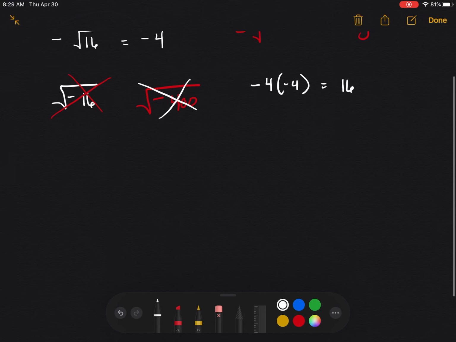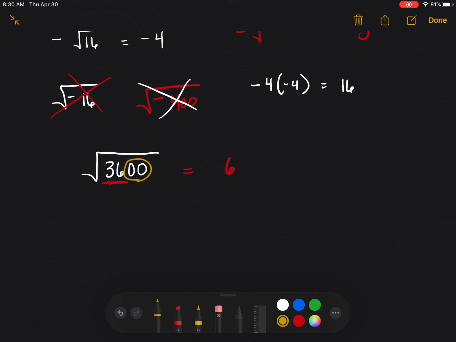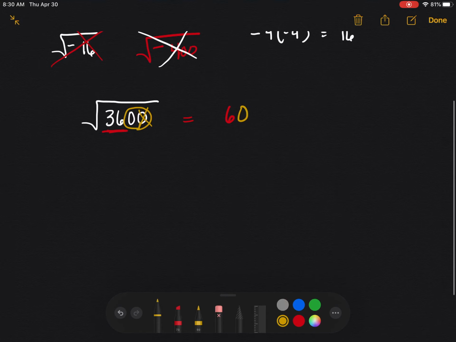I was also going to teach you that if you have the square root of a number such as 3600, if you see there's a perfect square right here, the answer is going to be the perfect square of the 36 and then half the number of zeros. So there are 2 zeros here. My answer is going to have half the number of zeros, so it's going to have 1 zero in it. So my answer is 60. And that works every time.